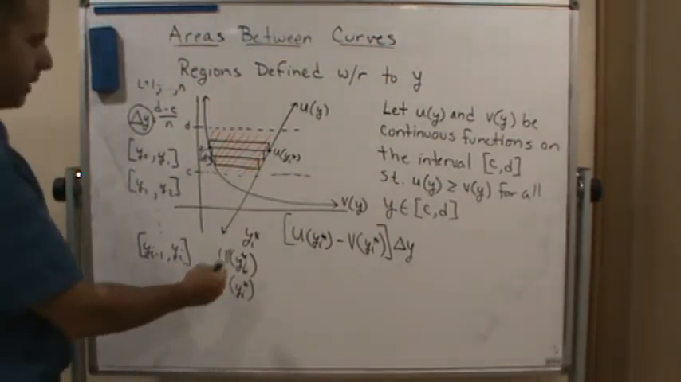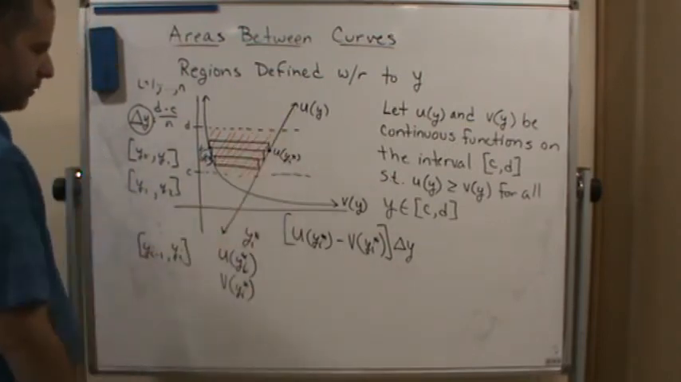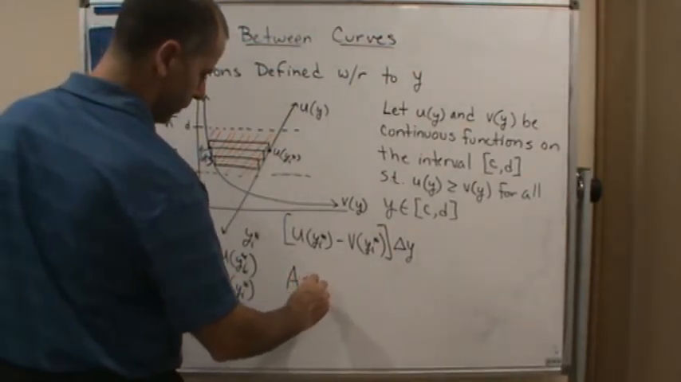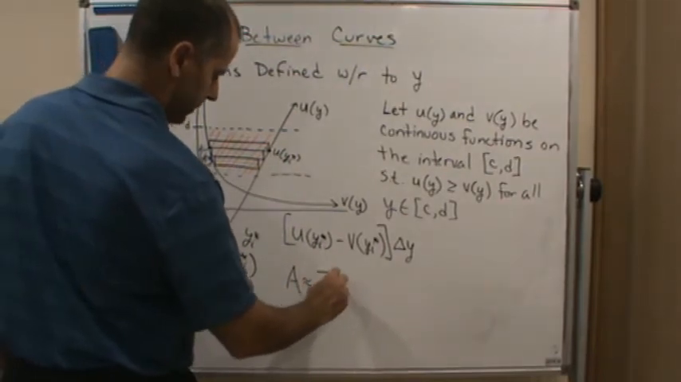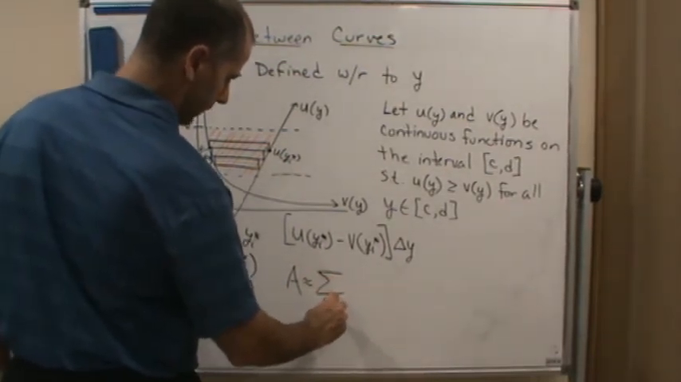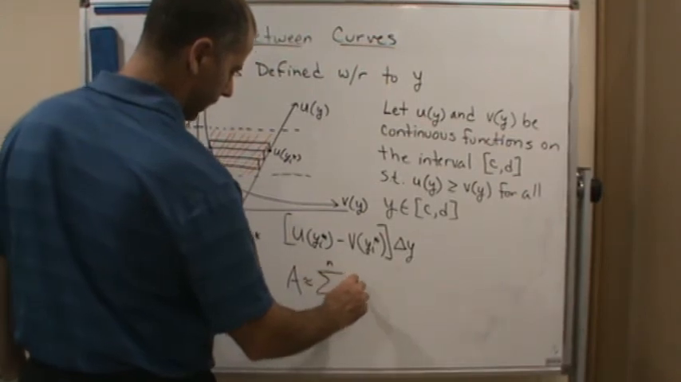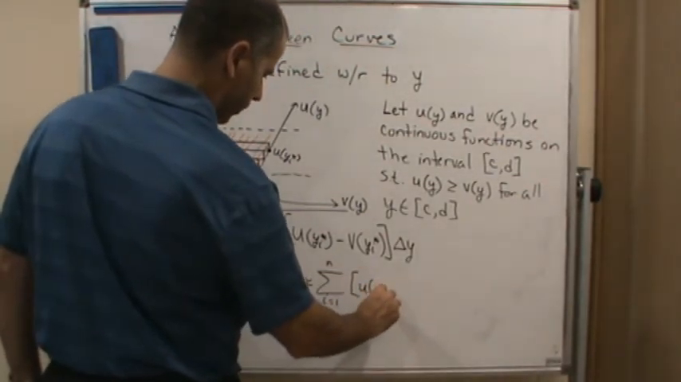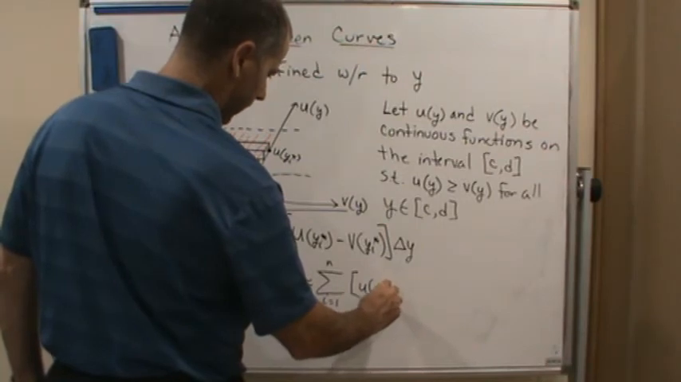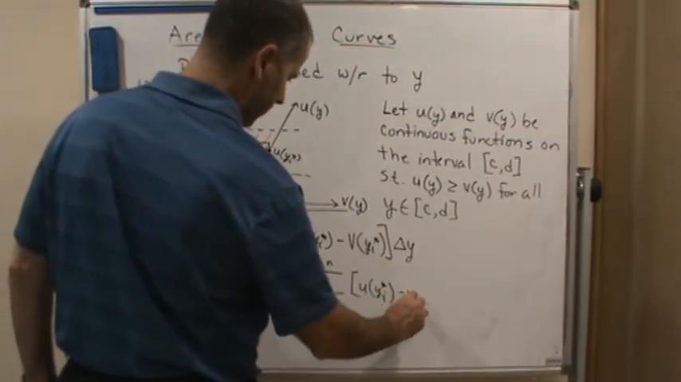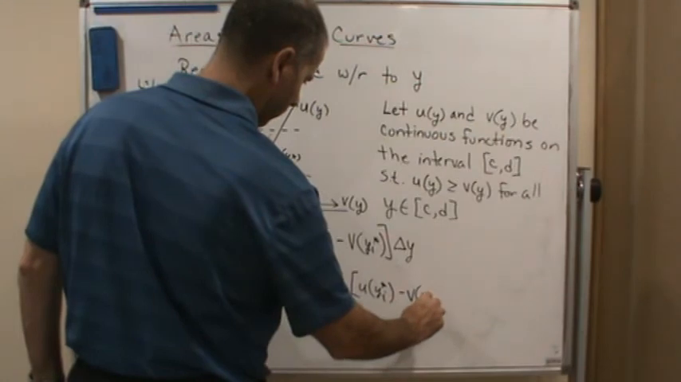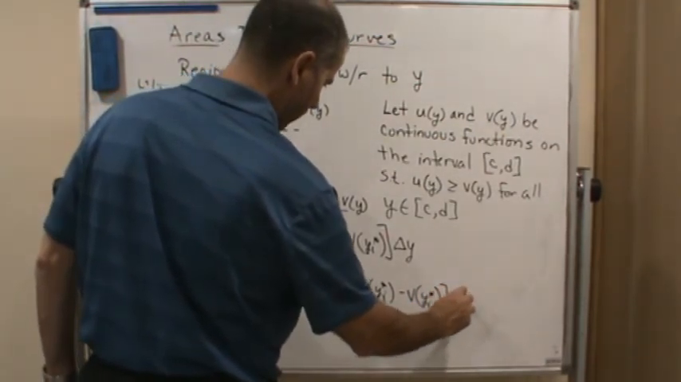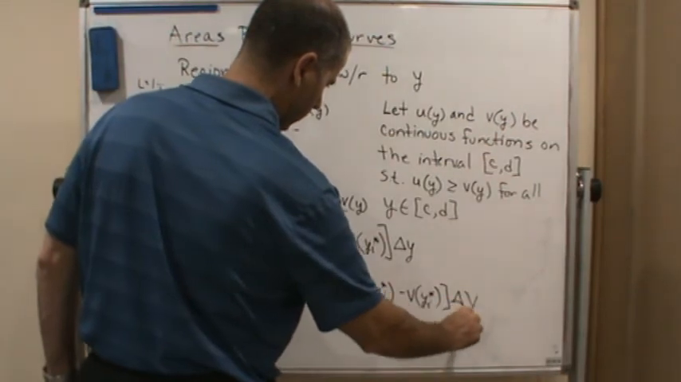And then of course we're going to sum this up over all the different rectangles. So we would get an approximation very similar to what we did before, and it would be the summation for all i equals 1 to n of u of y i star minus v of y sub i star, times delta y.